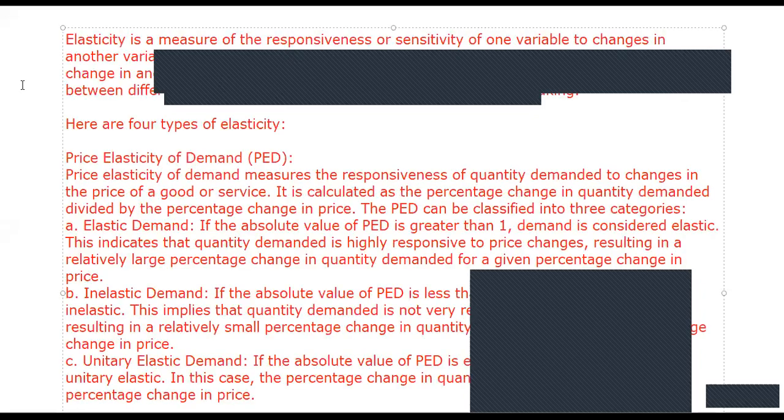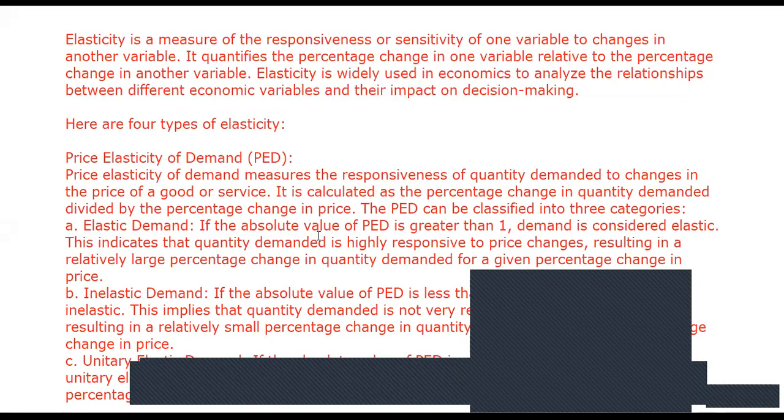Maybe in simple terms, elasticity is the responsiveness of demand due to changes in one of the determinants of demand, for example, price. And give me the types of elasticity that we know. There is price elasticity of demand, then cross elasticity of demand, then income elasticity of demand.